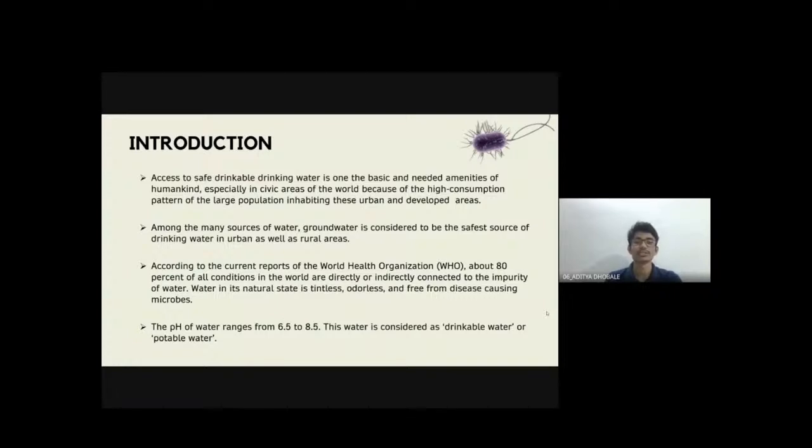especially in civic areas of the world because of the high consumption pattern of the large population inhabiting these urban and developed areas. Among the many sources of water, groundwater is considered to be the safest source of drinking water in urban as well as rural areas. According to the current reports of the World Health Organization, about 80% of all diseases in the world are directly or indirectly connected to the impurity of water. Water in its natural state is tasteless, odorless, and free from disease-causing microbes. The pH of water ranges from 6.5 to 8.5. The water is then considered drinkable or potable water.